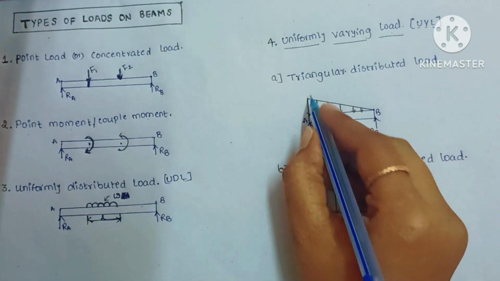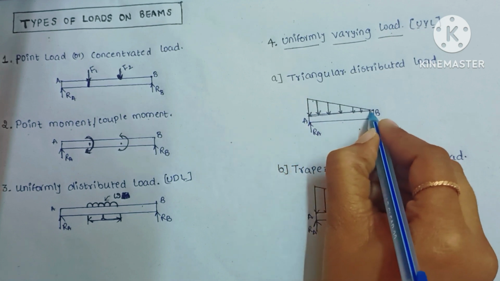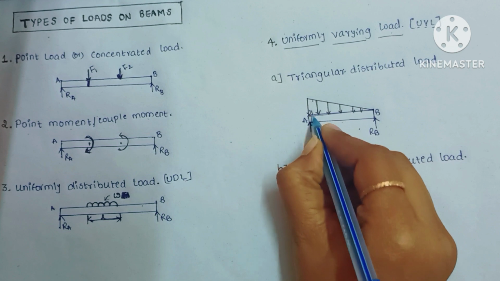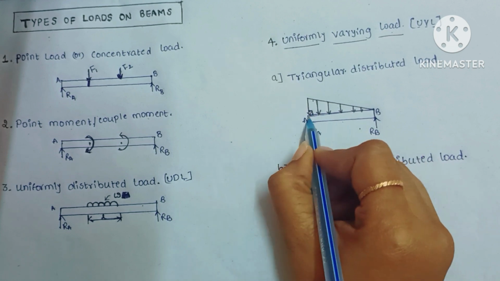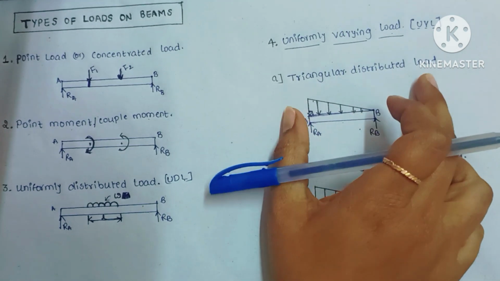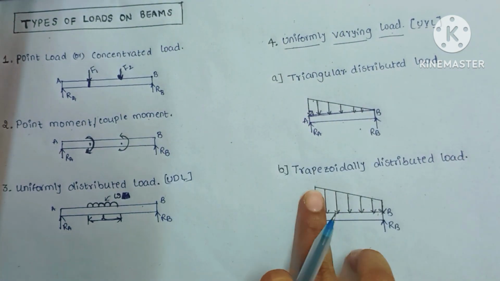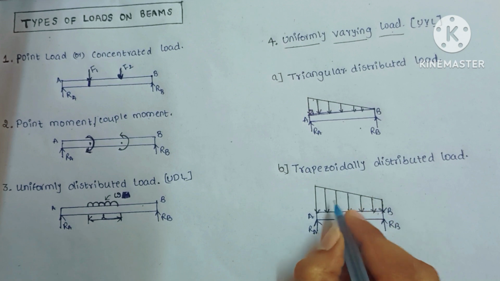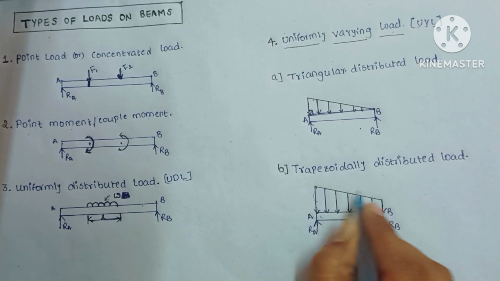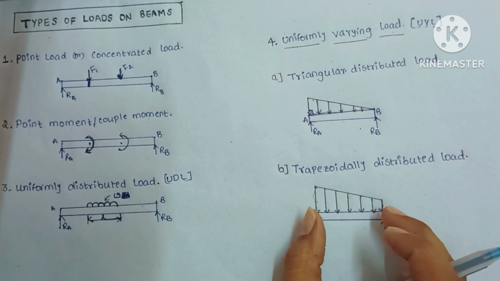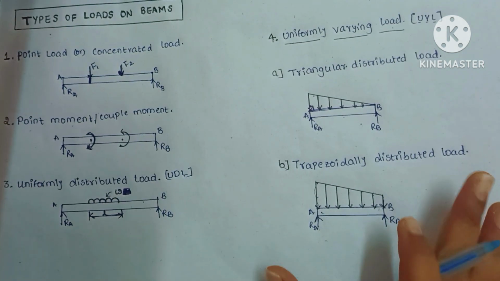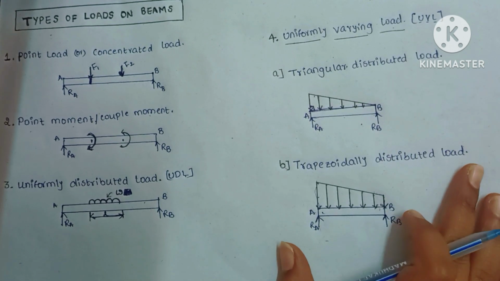Here the load is distributed in a right angle triangle manner. If you observe, this is a right angle triangle and the load is distributed in this way. Then this type of load is called triangular distributed load. And here we see the trapezoidal shape, so this is called trapezoidally distributed load. So these are the types of loads on beams.